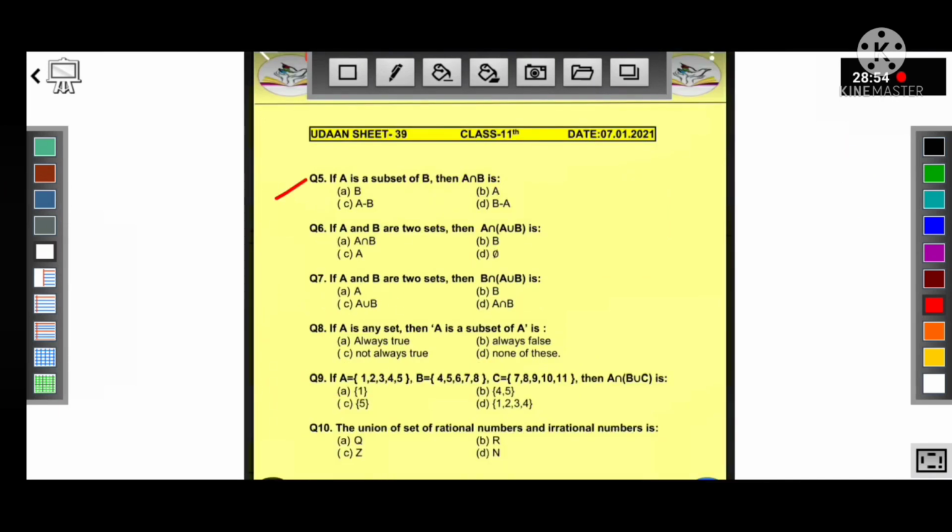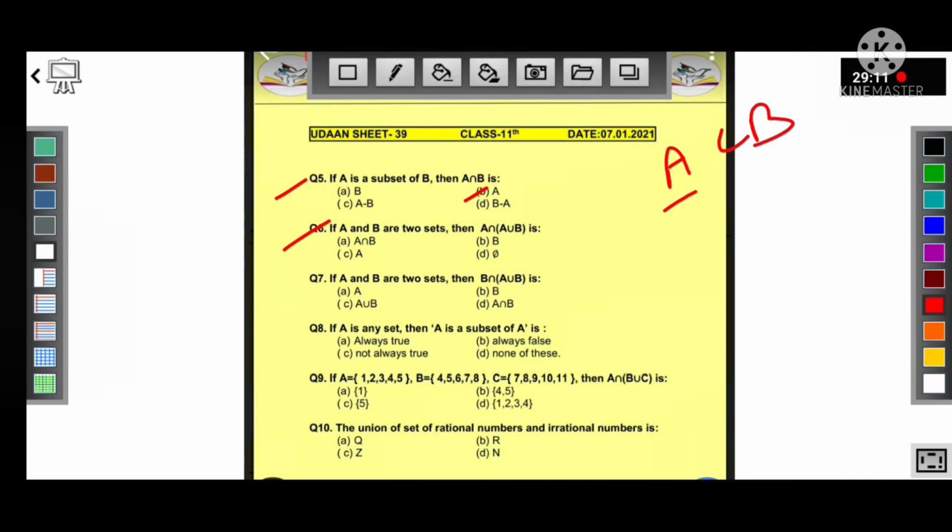Next question number 5. If A is a subset of B, then A intersection B is. Now intersection contains the smallest set, so the answer is A, so B is the right option.